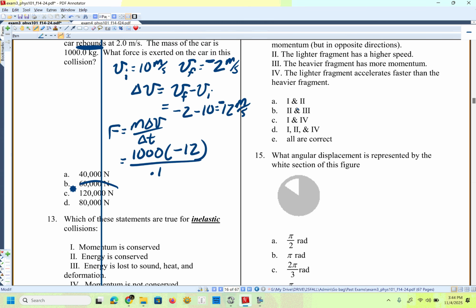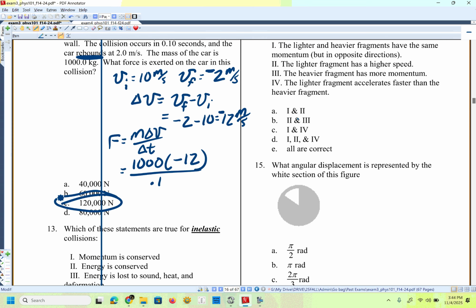That's 120,000. But notice the common mistake here would be to find delta V, which is not 12, but 8, because you would just do 10 minus 2 or 2 minus 10. But that would not be correct. That would give you 80,000, which is an option, but it's not the right answer.